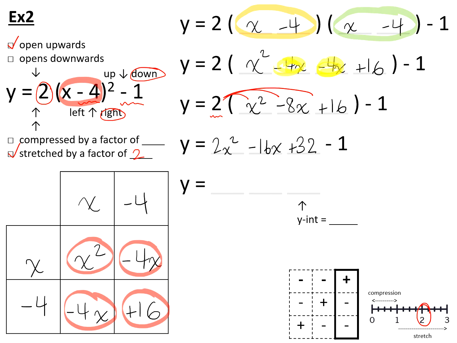Once again, you'll notice some like terms. Positive 32 and -1 are like terms. This simplifies to just positive 31. Everything else is going to stay the same. Therefore, we've just converted vertex form to standard form, y equals 2x squared minus 16x plus 31. And if you recall, the last value in standard form tells you the y-intercept, and our y-intercept would be positive 31.